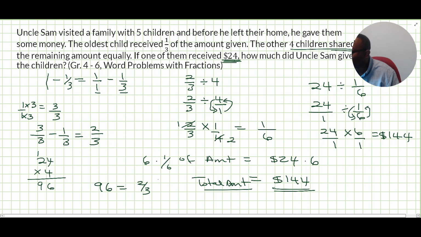So now you need to find out 1/3. If I divide 2/3 by 2, I get 1/3. So I can divide 96 by 2 and I get 48, and you can now add them together and you get 144. All right.